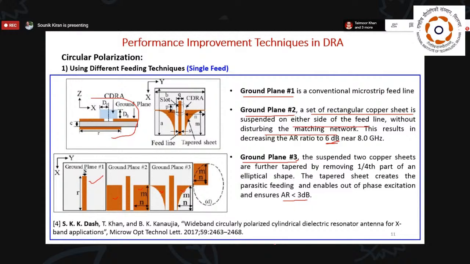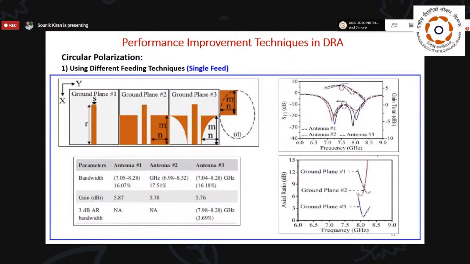This work was published in 2017, and the detailed performance is shown here. This is the result for the normal ground plane case. When we use ground plane 2, the rectangular parasitic slots, of course it reduced the axial ratio around 2 dB from this place to this place. And when we used the tapered-shape parasitic, we found that the axial ratio comes much below 3 dB, and that ensures circular polarization.